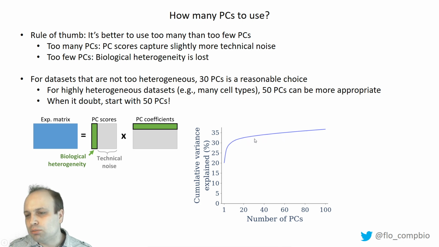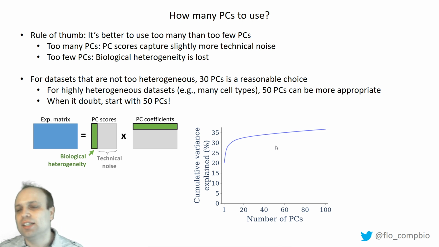Somewhere in between, there's this point where we're no longer capturing biological expression differences, and we're starting to only capture technical noise. And because that's not correlated, each principal component doesn't capture a lot of variance. That's why it's increasing so slowly. But it's not clear if you look at it whether you should choose 20 or 30 or 40 or 50 principal components. It's hard to tell by eye.